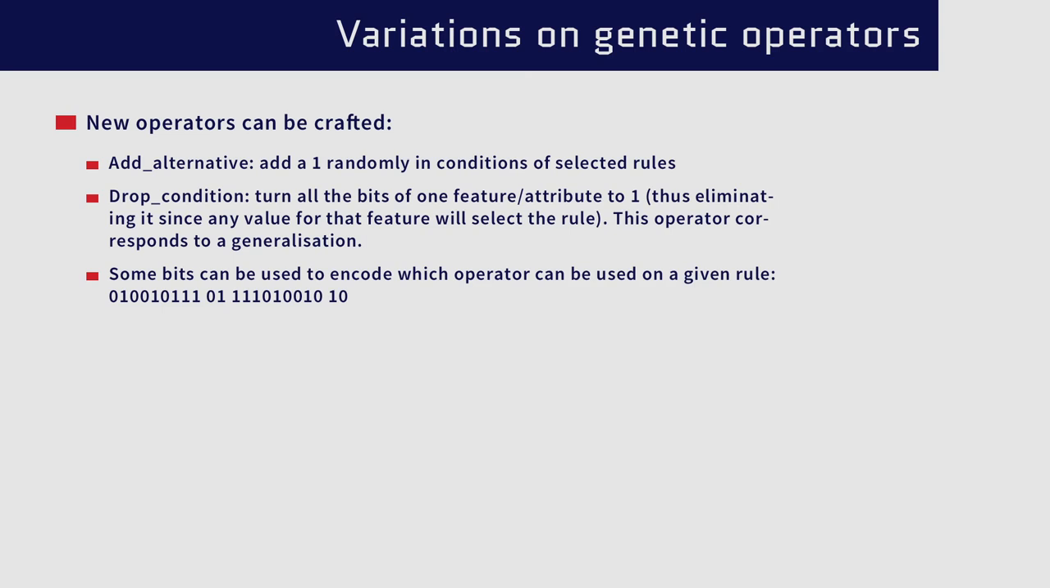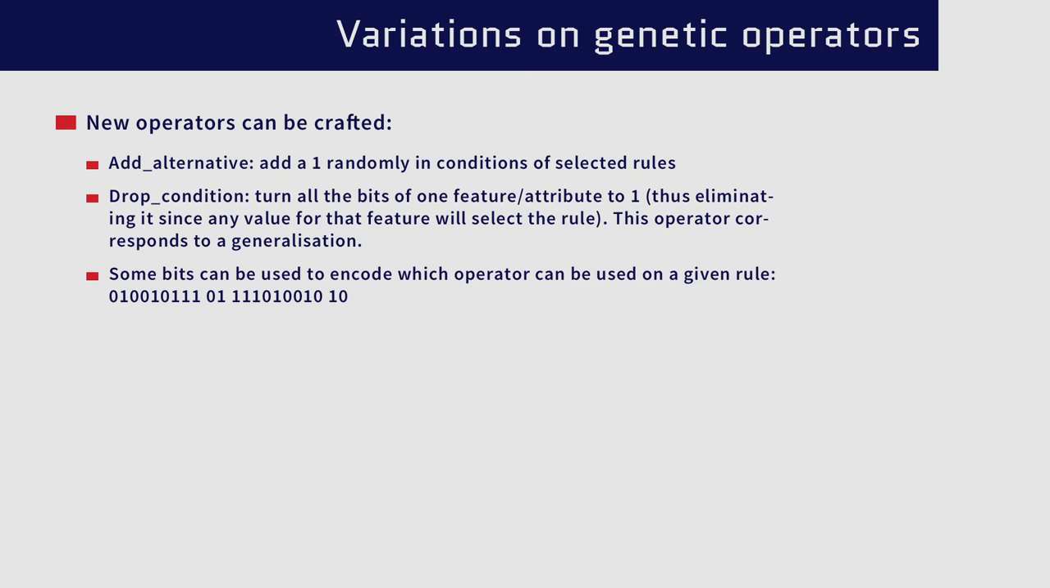Another example is to drop a condition by turning all the bits of this condition or feature to 1, thus eliminating it, since any value for that feature will select the rule. This operator corresponds to a generalization in the search space.